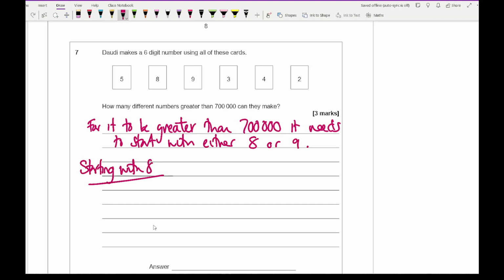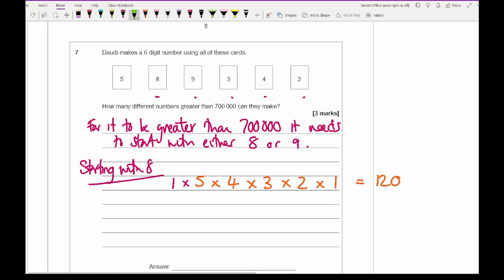So starting with 8. So if we know that the first number is going to be 8, so that can only be one number. Then if one number is taken, we've got 1, 2, 3, 4, 5 to choose from. So then it's going to be 5 to choose from. Then 1's taken, so that's then going to be 4. Then it's going to be 3. Then it's going to be 2. And then it's going to be 1. So then if I multiply all those numbers, I get 120.